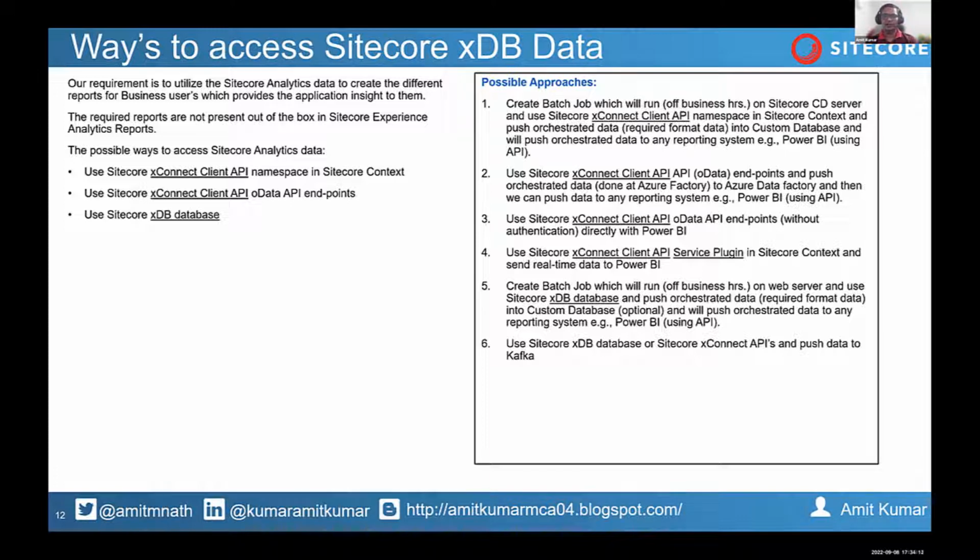And the sixth option is that you can utilize the xConnect database, or you can utilize the xConnect API, and you can push the event to a message queue system. Suppose you have an enterprise organization working in more than one business, like they are in hospitality and e-commerce, or they have grocery stores, right? They have both offline and online presence.